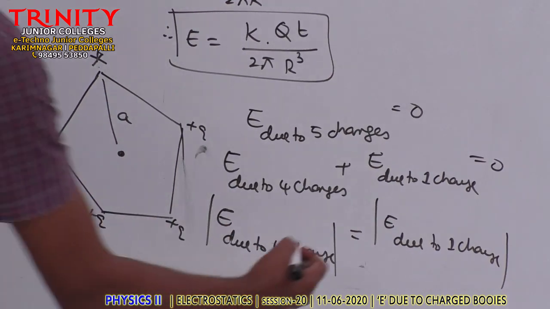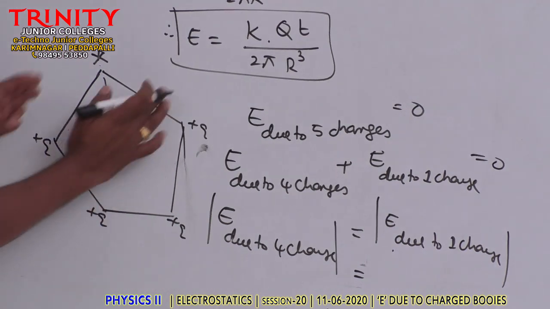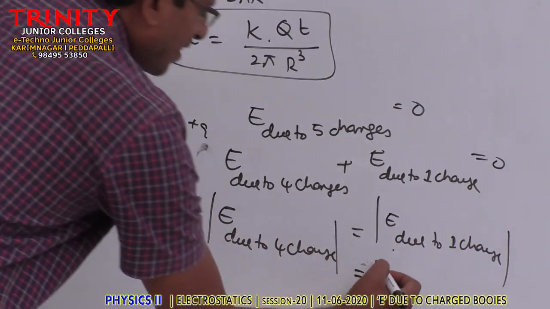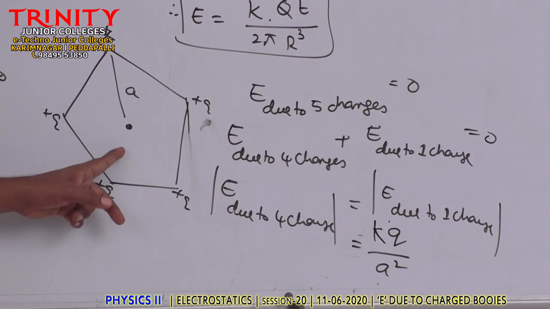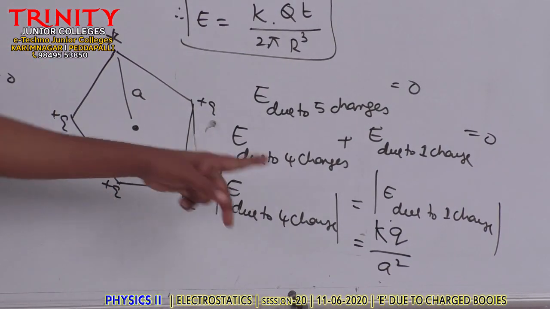So it's very simple now. E due to 1 charge is simple. Forget about all the remaining charges. That is nothing but KQ by A square, because the distance is A. This will be the answer.